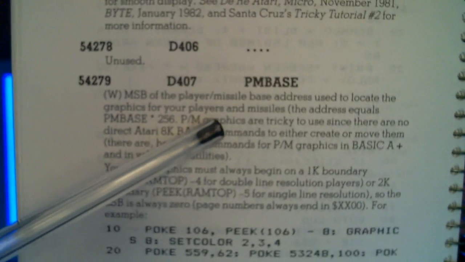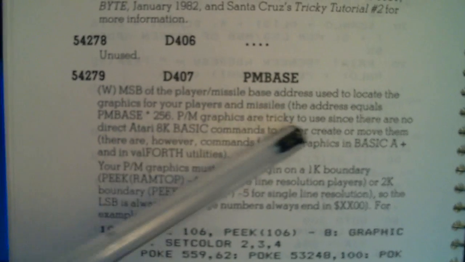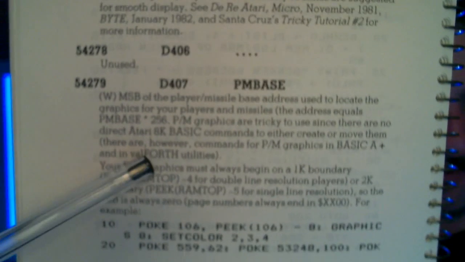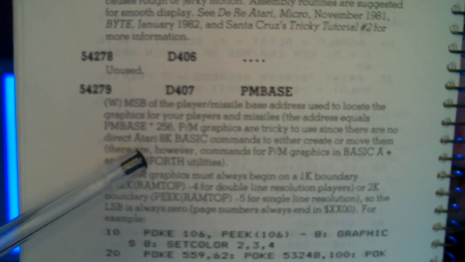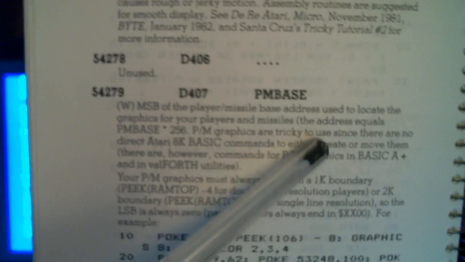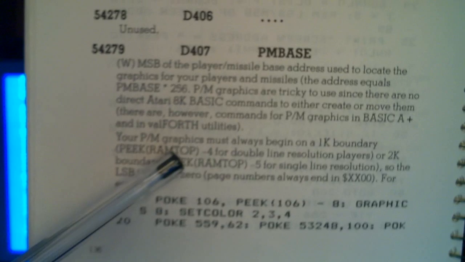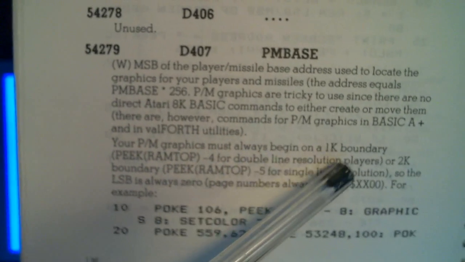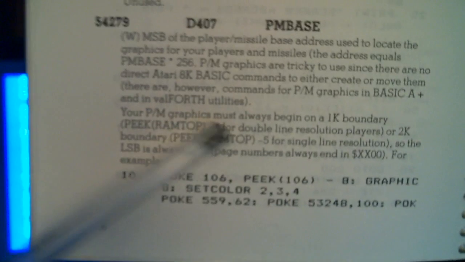Player missile graphics are tricky to use since there are no direct Atari BASIC commands to either create or move them. One of the fallouts with the Atari, basically. However, there are commands for player missile graphics in BASIC A+ and C++, basically you can create them in those languages. Your player missile graphics must always begin on the 1K or 1000 byte boundary.